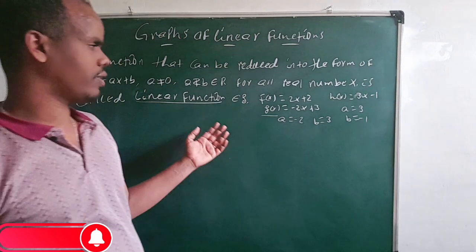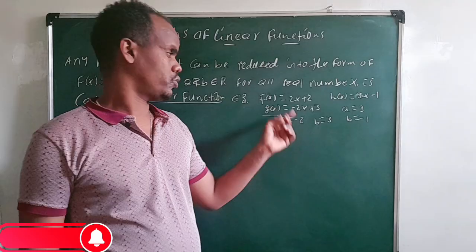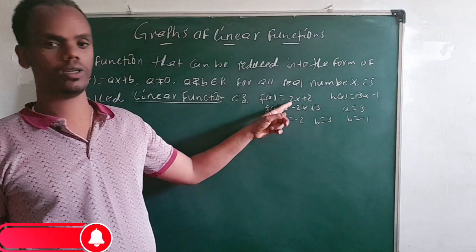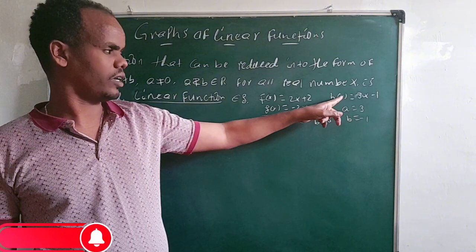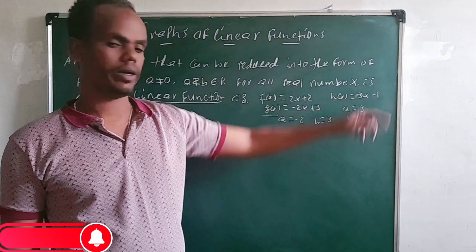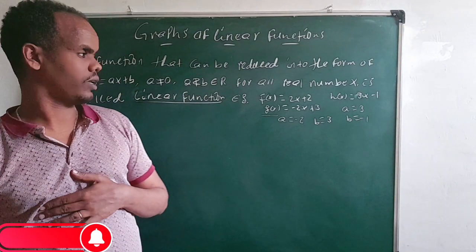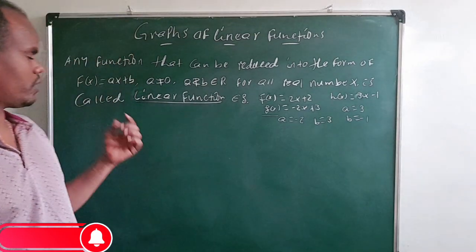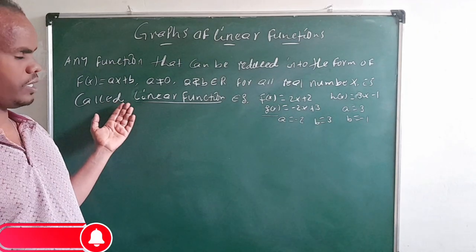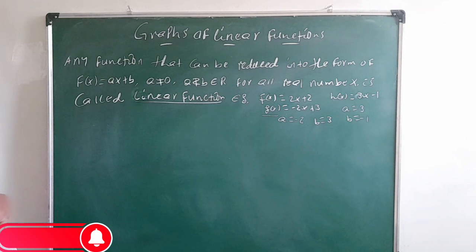Those are linear functions. Here a is different from 0, which is -2 in g(x), and in the first one a is different from 0, which is 2. In h(x) = 3x - 1, a is different from 0, which is 3. So these are linear functions. The graph of a linear function is the set of ordered pairs of the function.